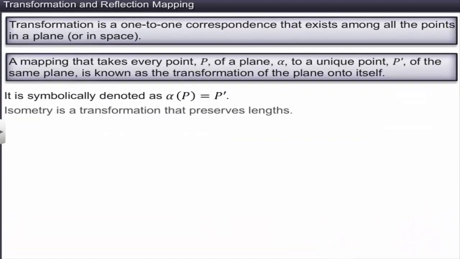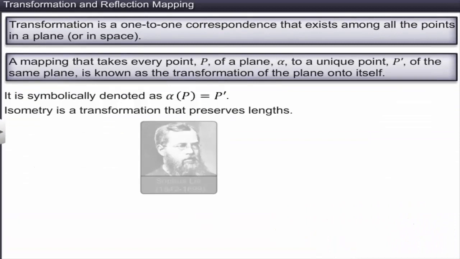A transformation that preserves lengths is called isometry. Transformation and mapping are the generalized concepts of functions in geometry. These were first introduced by a Norwegian geometer, Sophus Lie, and a German mathematician, Christian Felix Klein.